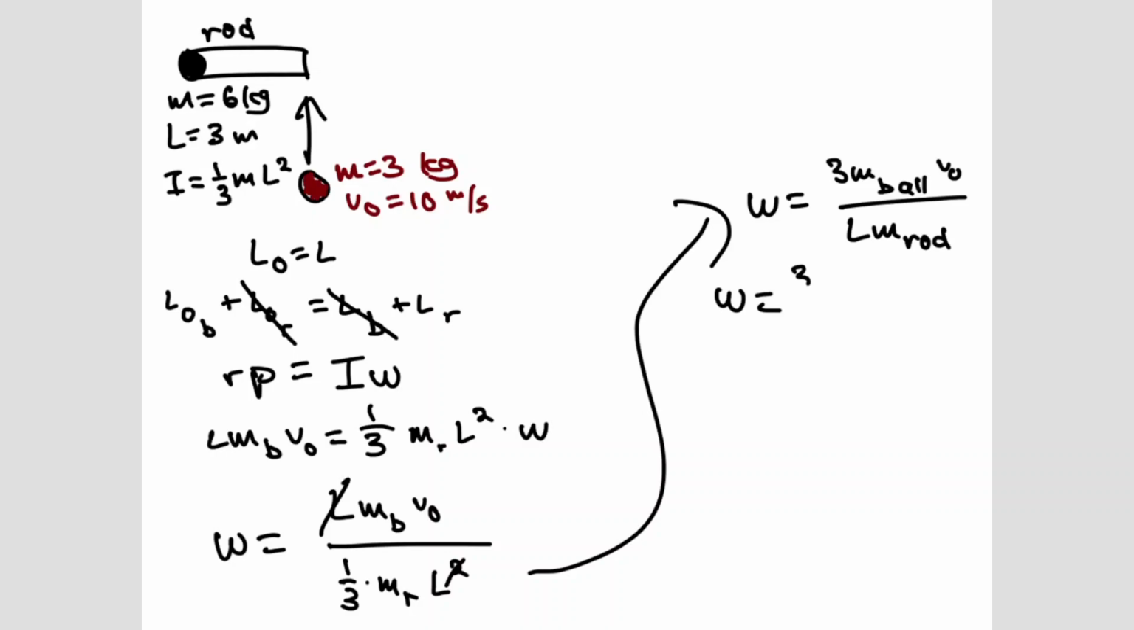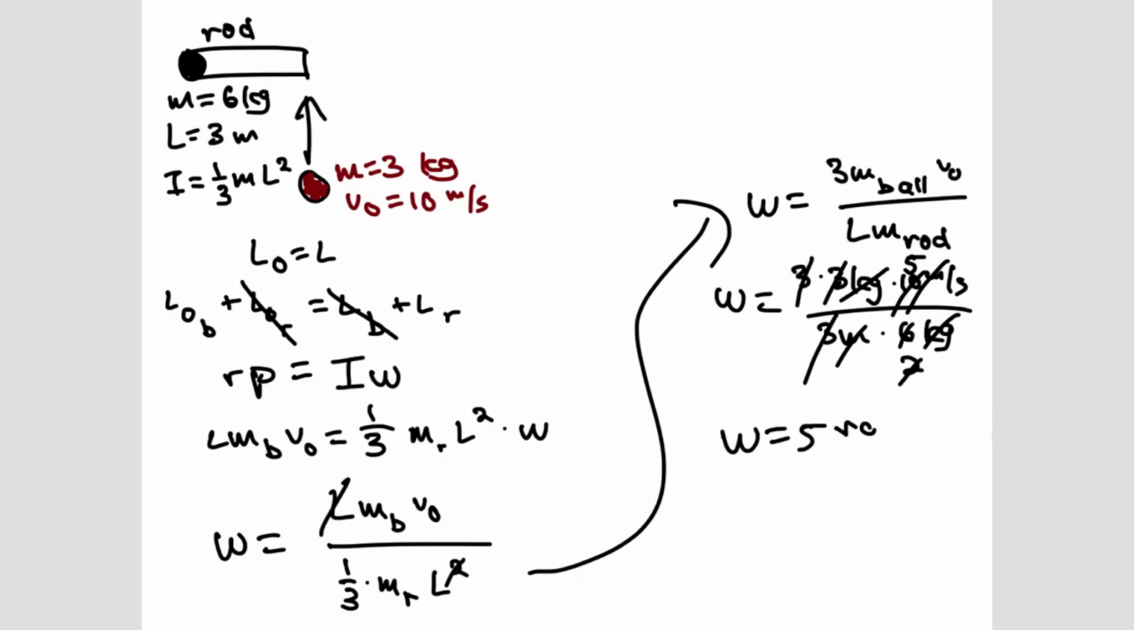Omega is 3 times, oh, I might not have space, 3 kilograms times 10 meters per second. That's fitting. What about the denominator? 3 meters times 6 kilograms. Okay, they fit. We're good. Let's do some simplifying. That cancels out, that becomes a 2. So then that's just 5. Those units cancel out. So we're left with omega is equal to 5. And we know that angular velocity has units of radians per second. That's the final answer. That is the angular velocity of the rod after the collision.